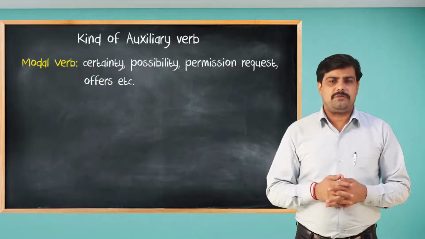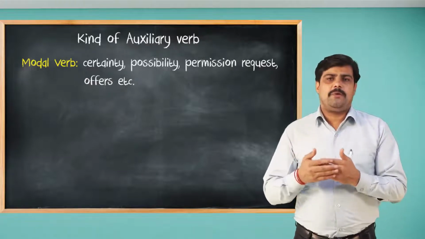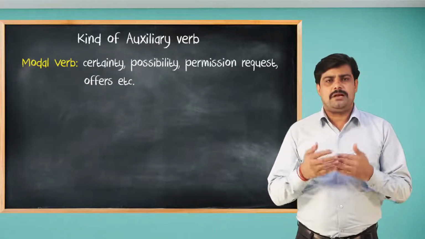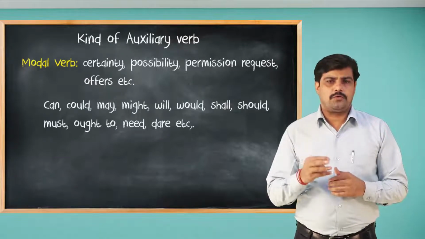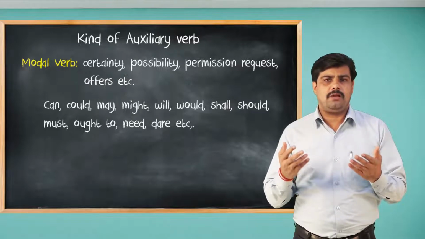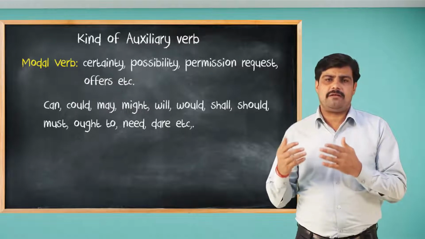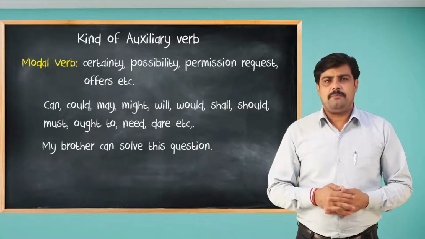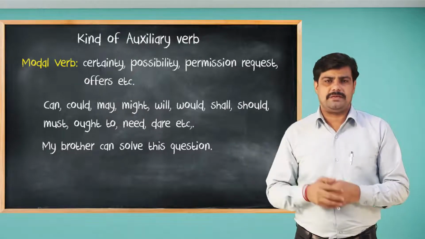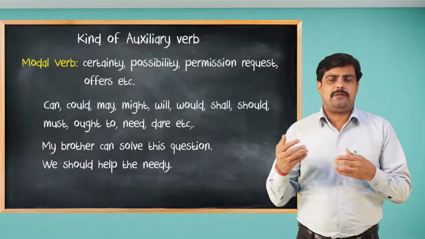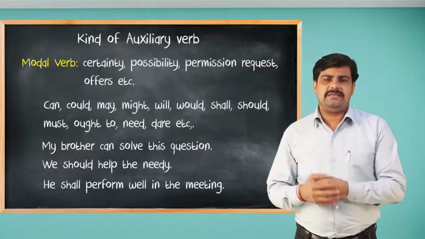Another important verb type is modal verbs. These are used to talk about certainty, probability, permission, request, offers, etc. These are can, could, may, might, will, would, shall, should, must, ought to, need, dare, etc. For example, "My brother can solve this question." Now the sentence is showing probability. "We should help the needy." "He shall perform well in the meeting."